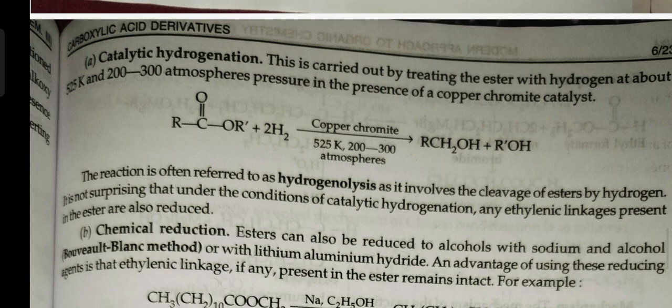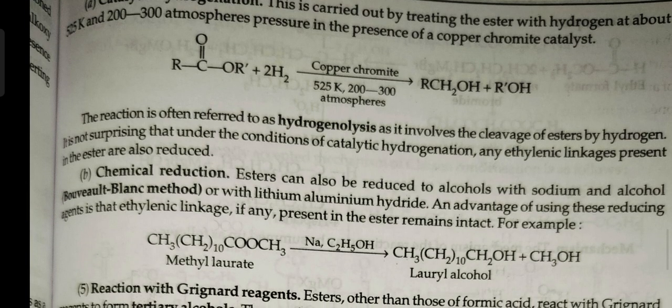It is not surprising that under the conditions of catalytic hydrogenation, the ethylenic linkage present in the ester is also reduced. B. Chemical reduction. Esters can also be reduced to form alcohols by sodium and alcohol (Bouveault-Blanc method) or with lithium aluminum hydride. An advantage of using these reducing agents is that the ethylenic linkage, if any, present in the ester remains intact. For example, methyl laurate with sodium and C2H5OH gives lower alcohol.